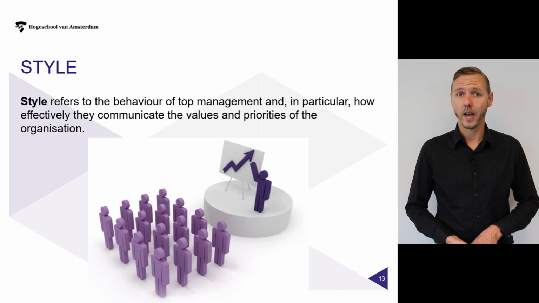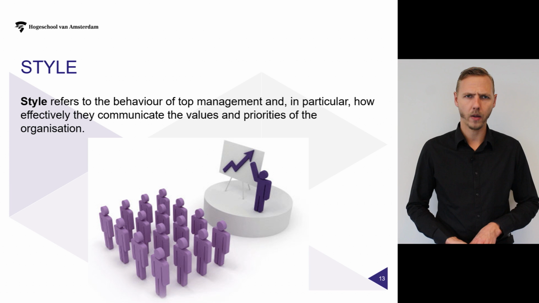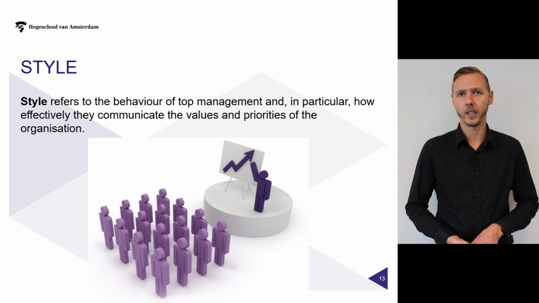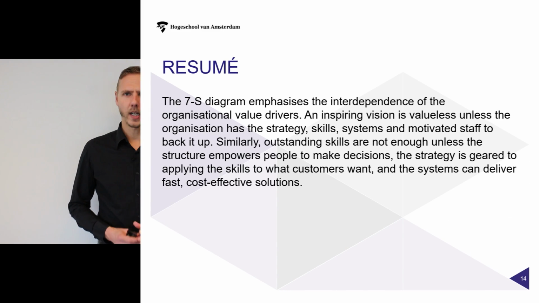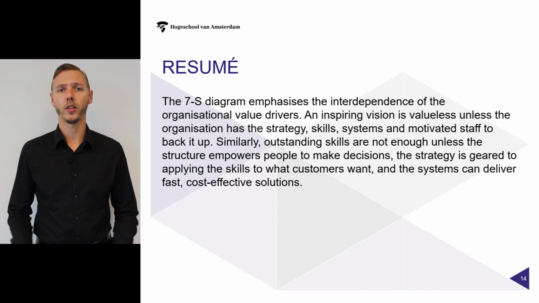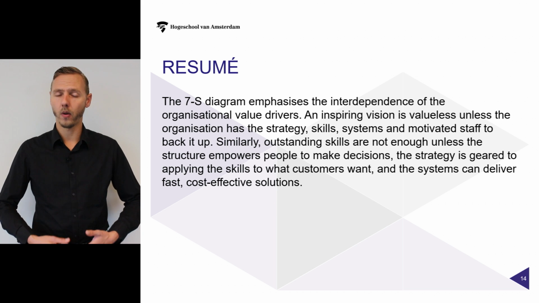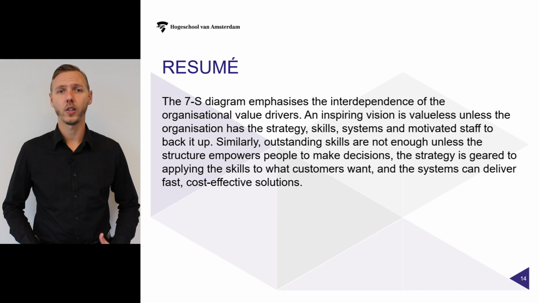Now the last one, style, also a software matter. Style refers to the behavior of the top management and in particular how effectively they communicate the values and priorities of the organization. So let's resume. These shared values in the middle are all being fed by the S's surrounding them. They all fill those shared values, and if all S's show a lot of strengths, then they really connect to the shared values and your shared values will go up.